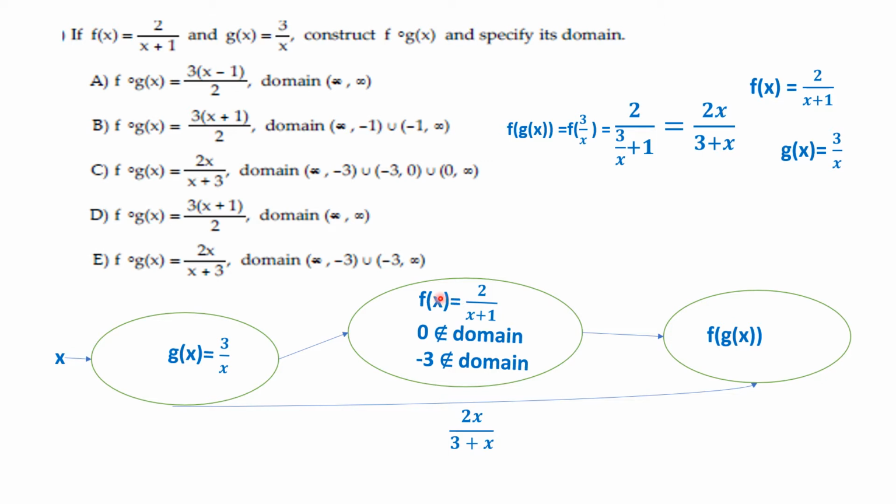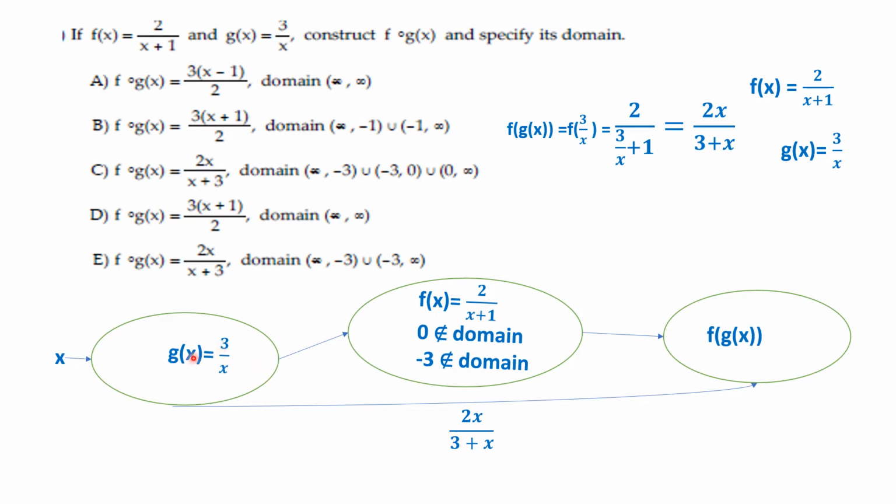Now, the function f of x should not have x equal to negative 1. That means whatever we receive from g of x should not be equal to negative 1. And the only time we can get negative 1 is when x is equal to negative 3. So when x is equal to negative 3, g of x will produce negative 1 and send it over here. Negative 1 is not allowed here, and for that reason, negative 3 is also not allowed.